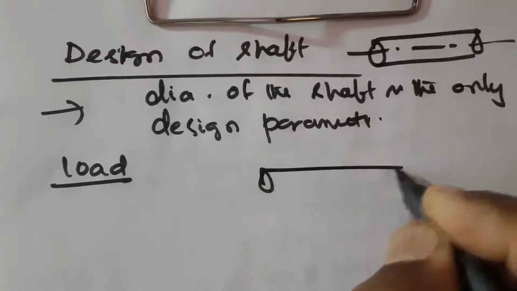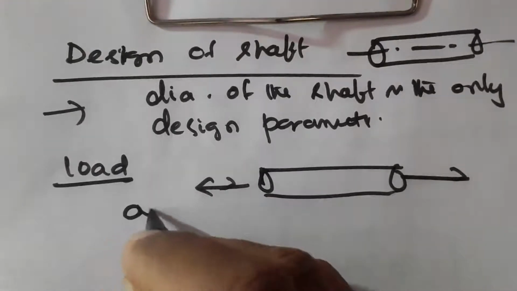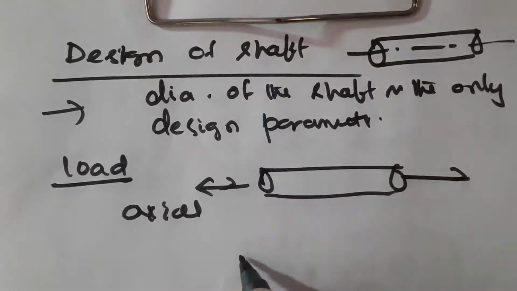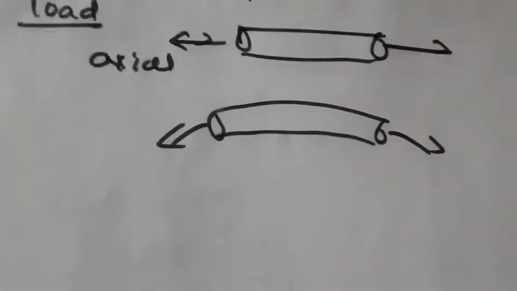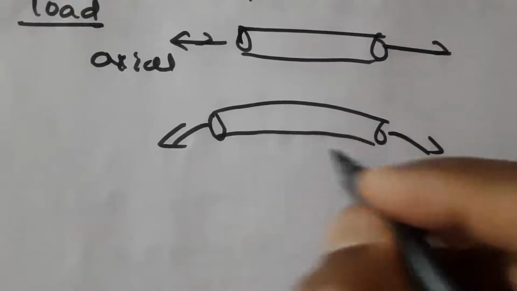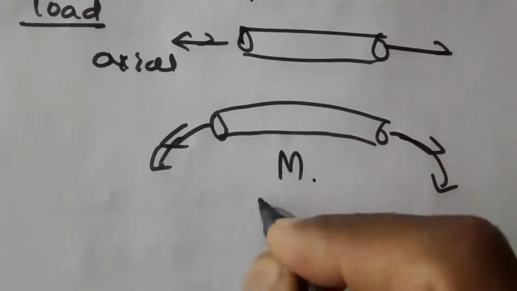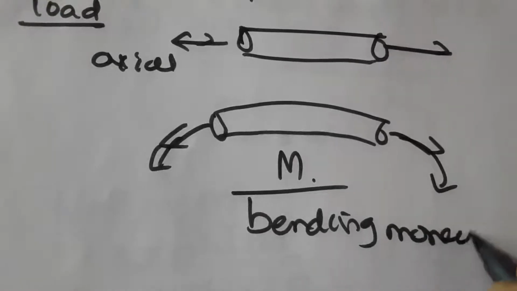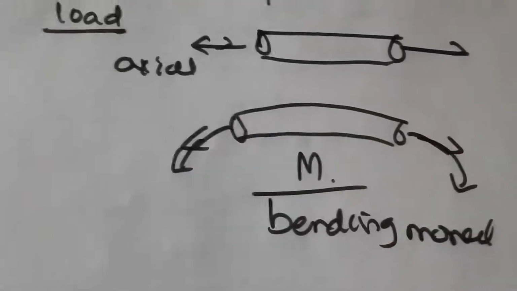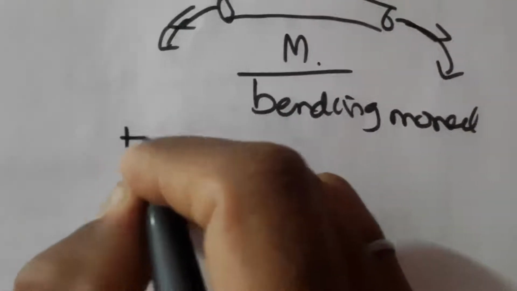Sometimes it is subjected to axial load. Let's say this is the shaft and it is subjected to axial load. Sometimes it is subjected to bending load, a bending moment, where we try to bend it in a convex manner. Sometimes it is also subjected to twisting load.